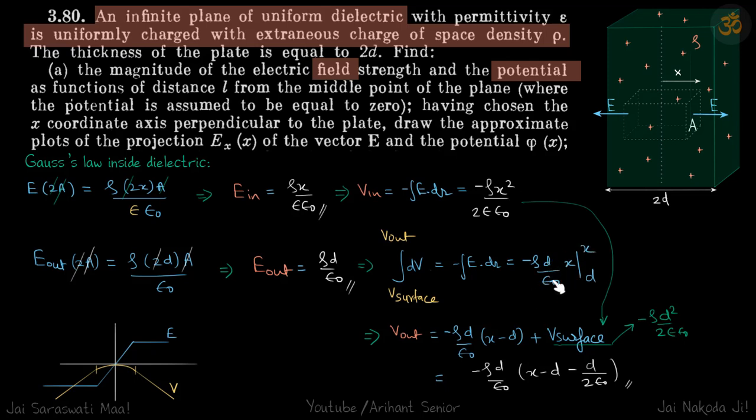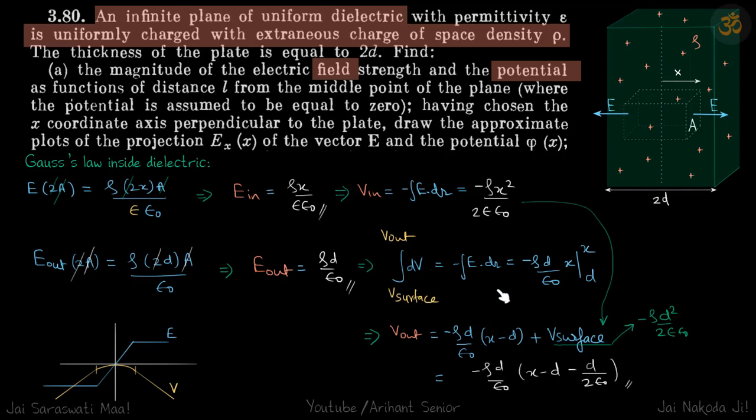Actually it was fine, so just x, because E out is constant, so minus E dot dx will be just x. And limits will be from D to x, from surface to that point. So we do that, and this V surface we will take on the right side, and the value of V surface will be minus rho D square by 2 epsilon naught, and you will get the potential.